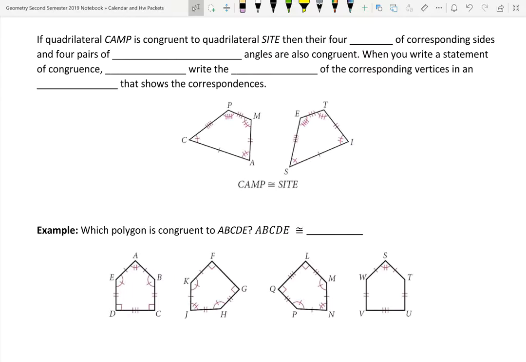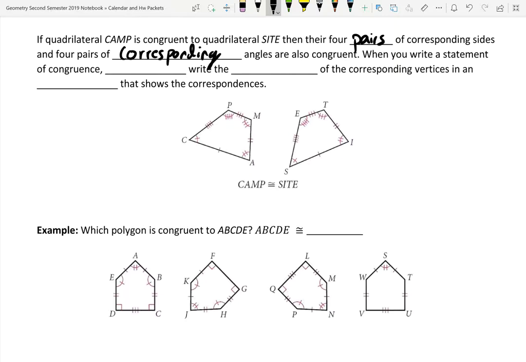So because all of the corresponding angles and corresponding sides are marked congruent, these quadrilaterals are congruent. Or vice versa, because these are congruent, all of the corresponding sides and angles are congruent. So let's fill this in. If quadrilateral CAMP is congruent to quadrilateral SITE, then the four pairs of corresponding sides and four pairs of corresponding angles are also congruent.